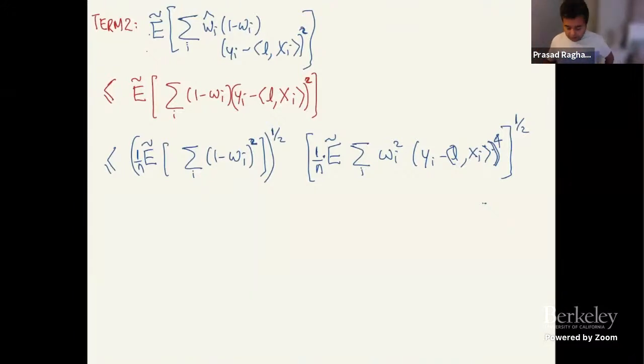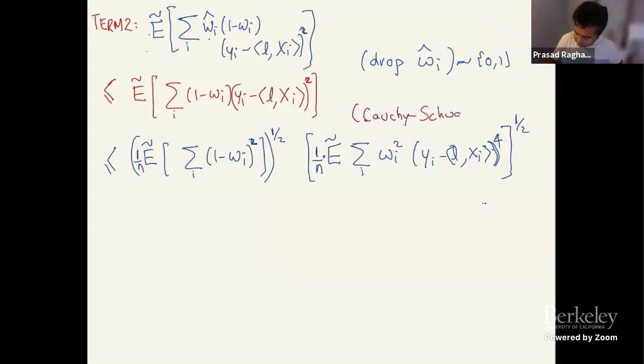Again, what's term 2? The first step in term 2 is I drop w_i hat. That's just because I know w_i hat is 0 or 1, so if I drop it, I'll only increase the value. Okay, that was easy. The second step is I'm using a Cauchy-Schwarz inequality. Again, I'm going to appeal to the pseudo-expectation Cauchy-Schwarz inequality, and I get this.